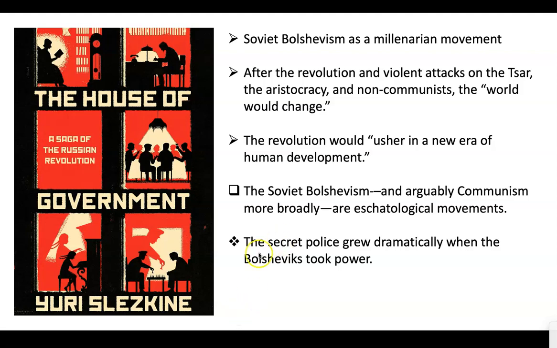But what we actually saw was that the secret police, called the Cheka, grew dramatically after the communists took power. The number of executions increased dramatically from what it had been under the Tsar and under the monarchy.